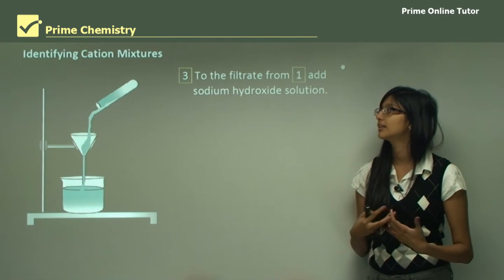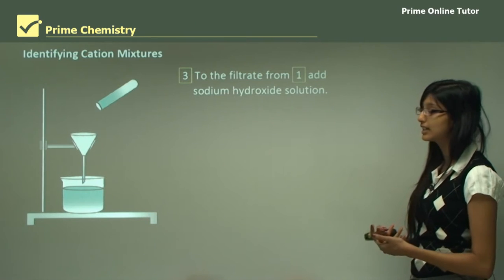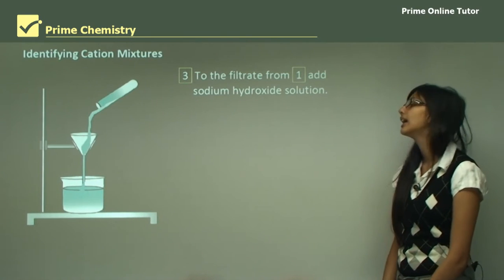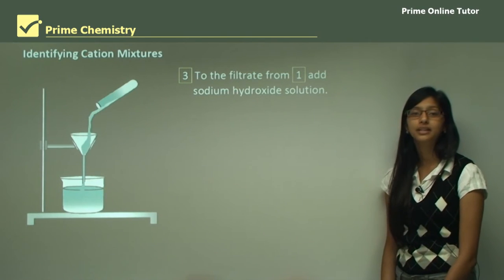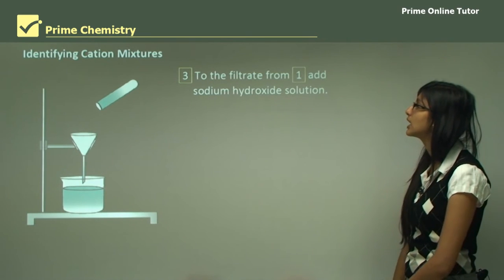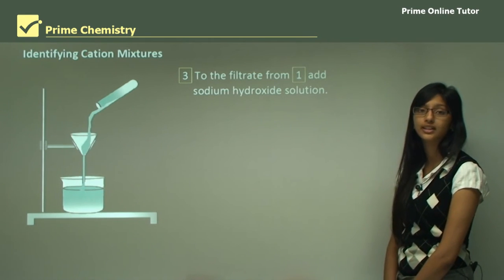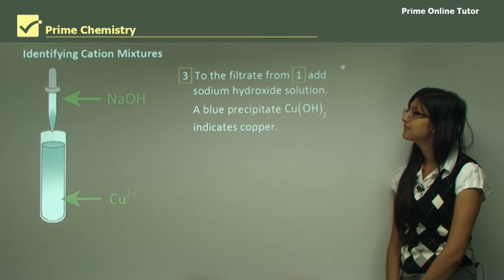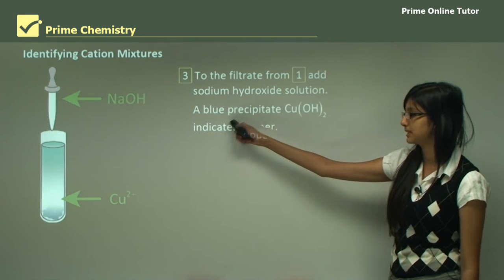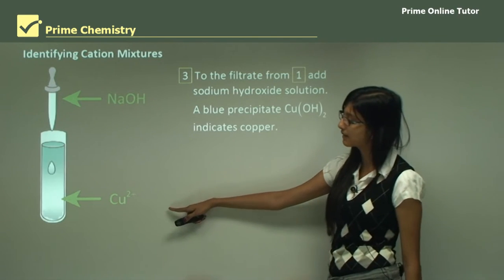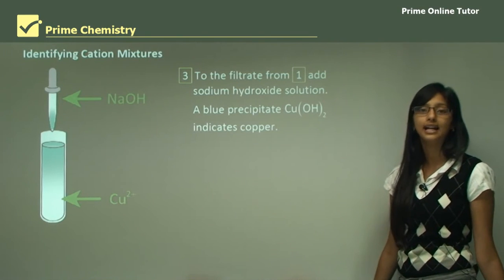Now let's look at what we can do in step 3. Again, you need to filter your solution so that no precipitate contaminates your next step, and then you add sodium hydroxide to your solution. And what happens then? If you add sodium hydroxide and a blue precipitate forms, as you can see in the animation, it indicates that copper ions are present.